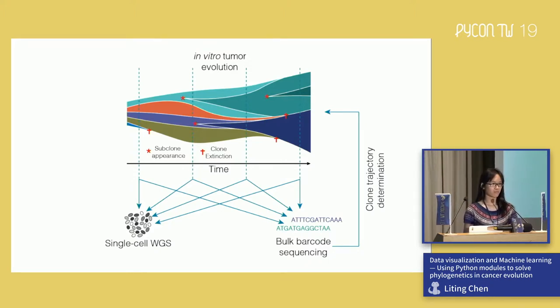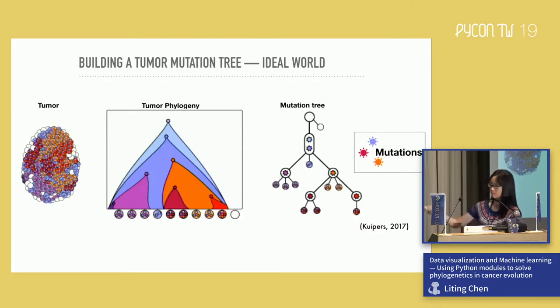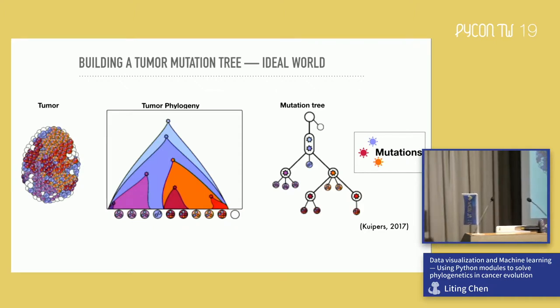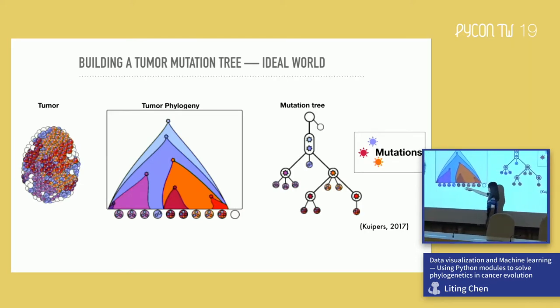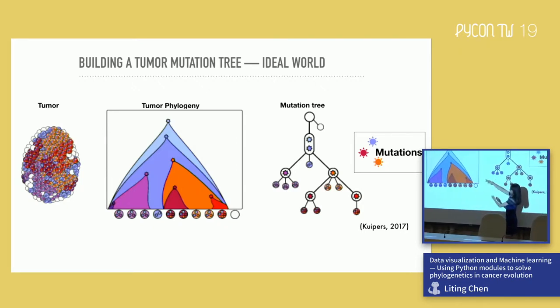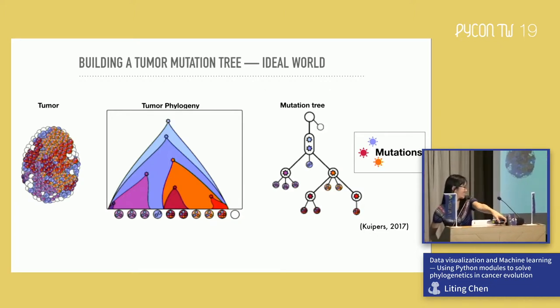From the sequencing of several time points of single cells, we want to build a mutation tree, which you can see on the right. Different mutations were acquired throughout time, and the data we got is this: all the different cells with different mutations. But we want to use this snapshot data to build a tree that represents the biology. That's my problem.